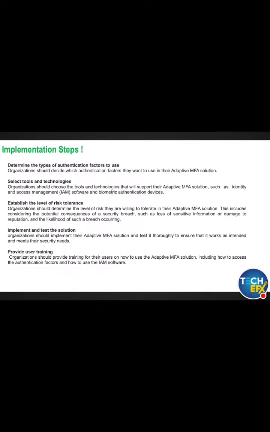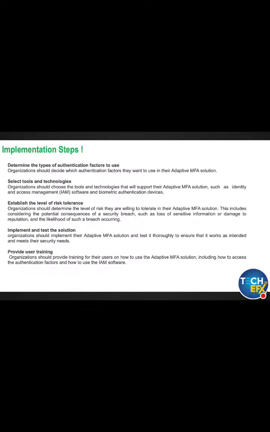Here, organizations should decide which authentication factors they want to use in their adaptive MFA solution. These can include something the user knows, like a password or PIN number, something the user has, like a smart card or security token, and something the user is, like a fingerprint or facial recognition. It is important to choose authentication factors that are easy for users to access and use, while also providing a high level of security.